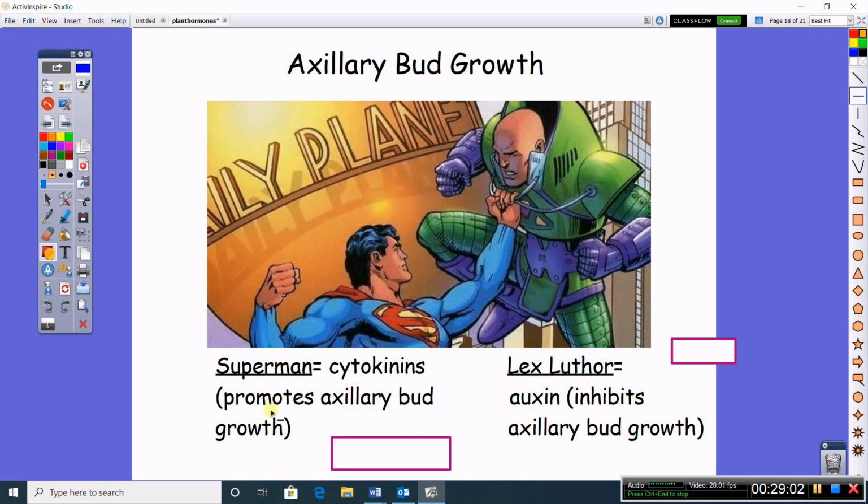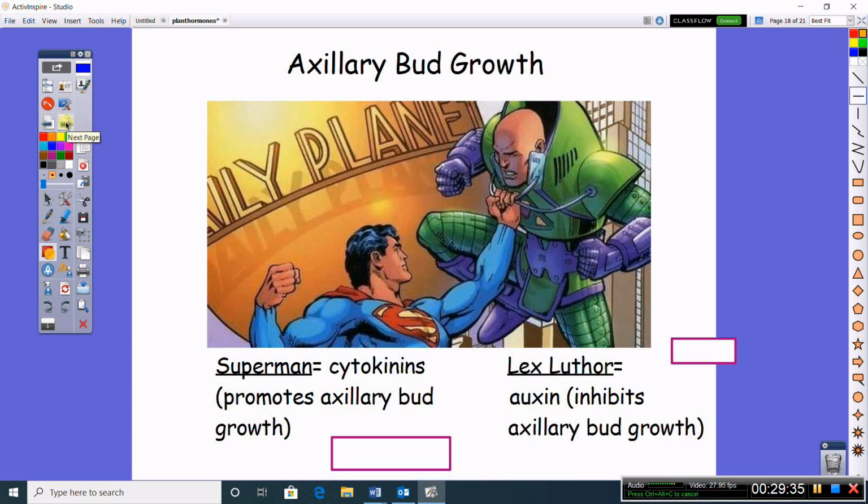So for something like axillary bud growth, you might think of a superhero and a villain. So Superman is the superhero because it's going to be what promotes axillary bud growth. And so in this instance, it represents cytokinins because cytokinins promote axillary bud growth. So Superman in this analogy represents cytokinins. And then Lex Luthor is fighting Superman. So it's going to be auxin. It's going to be inhibiting axillary bud growth. And again, I didn't obviously draw that. I just got that from Google.